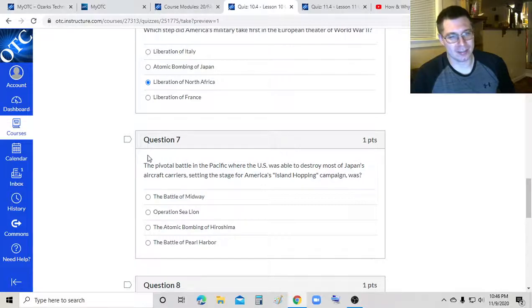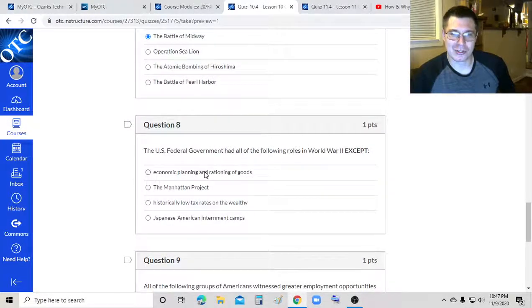But question 7, the pivotal battle in the Pacific where the U.S. was able to destroy most of Japan's aircraft carriers, setting the stage for America's island hopping campaign, was the Battle of Midway. Question 8. The U.S. federal government had all the following roles in World War II except, so did it help plan and ration goods? Yep. The Manhattan Project? Yep. Historically low tax rates on the wealthy? No, the opposite. Very high tax rates. And then the Japanese internment camps? Yes, unfortunately.